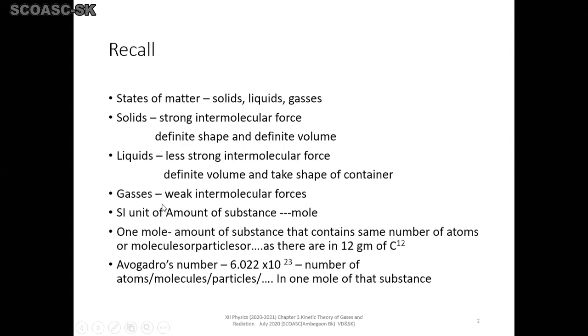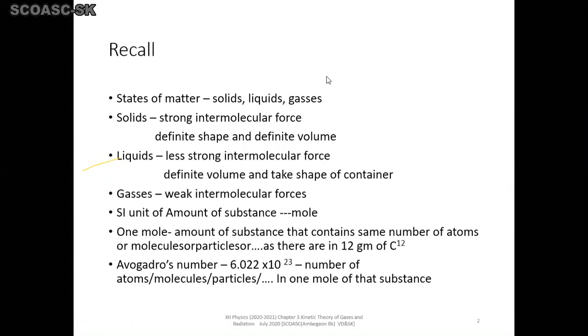Right. Three states. And what about the intermolecular forces of attraction? In solids they are very strong, and basically I'm interested in the gases. Gases have very weak intermolecular forces of attraction. Now, we studied the 7 fundamental quantities, and one of them is the amount of substance. The SI unit of the amount of substance is mole, right?